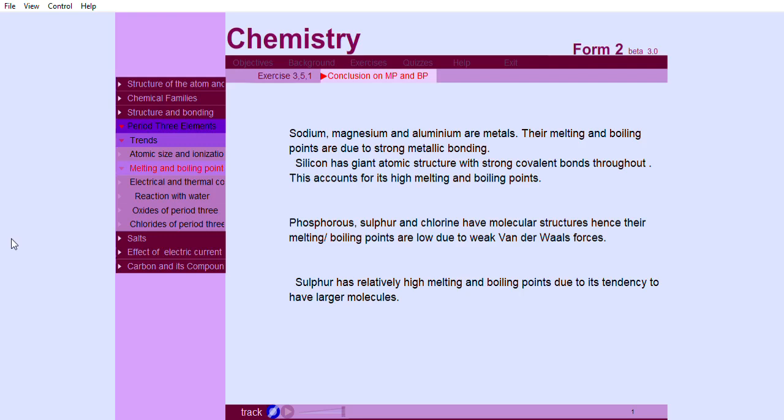Silicon has giant atomic structure with strong covalent bonds throughout. This accounts for its high melting and boiling points. Phosphorus, sulfur, and chlorine have molecular structure, hence their melting and boiling points are low due to weakness of van der Waals forces. Sulfur has relatively high melting and boiling points due to its tendency to have larger molecules.